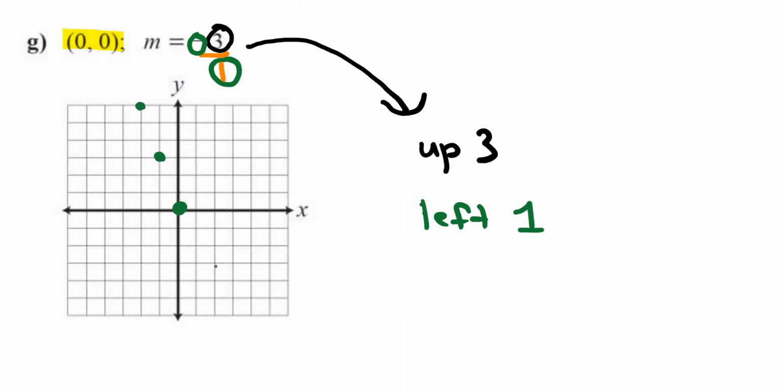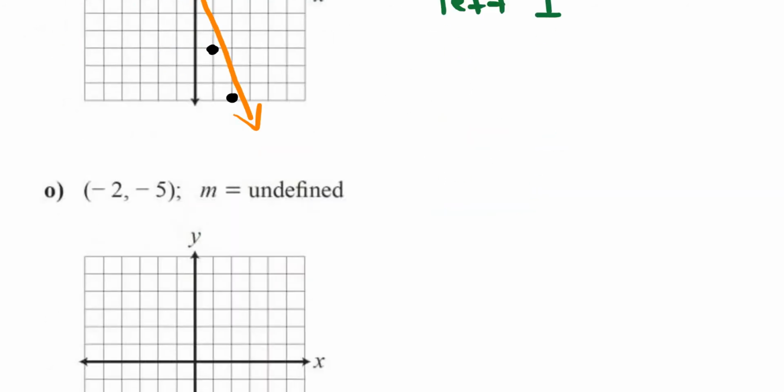Right, and then from there, I would go down 3, over 1, down 3, over 1. And there are my points. And then let's just draw a line connecting all the dots. And that's how you do a letter G for that problem. Okay, let's keep on moving along here.